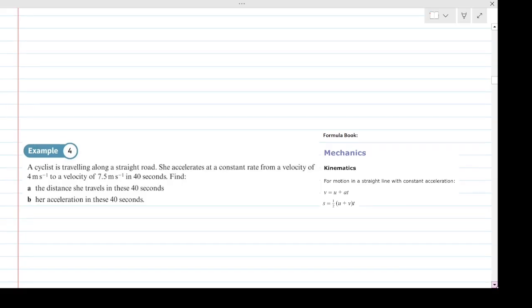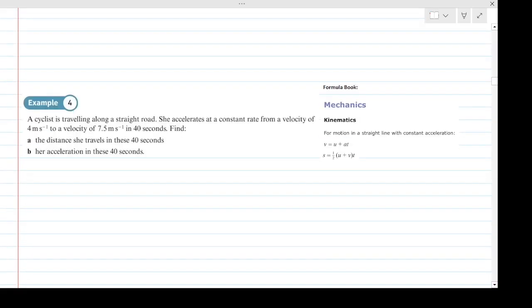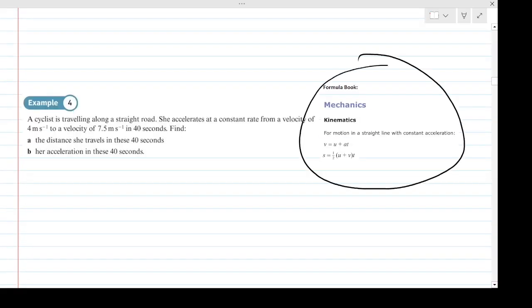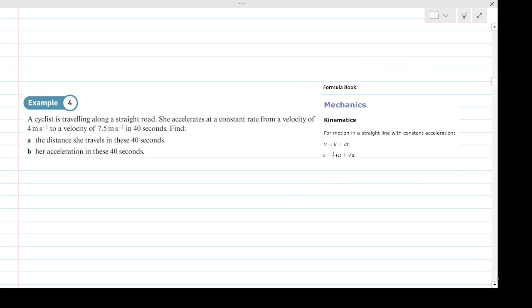Right, and one more thing to note, you'll be very glad to know, these formulas are in the formula book. We will be looking at more formulas in the next video, but you do not need to remember them. When you use them more and more, you'll probably pick them up anyway, but they're in the formula book.